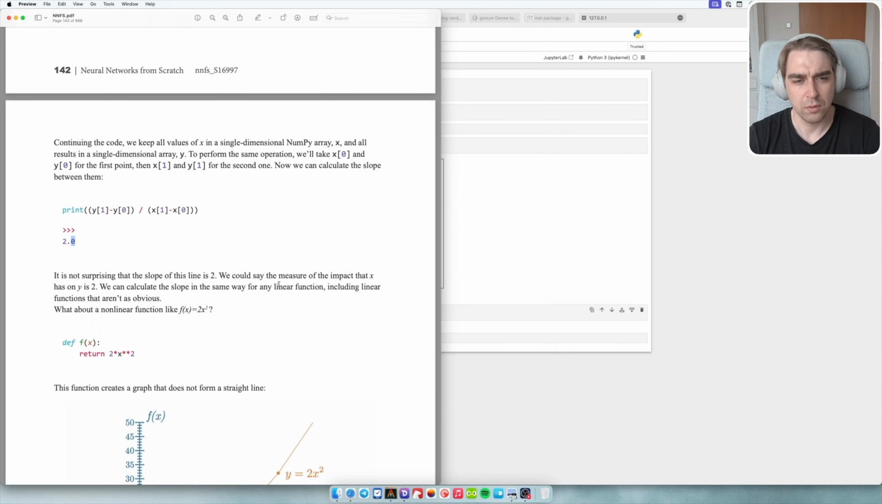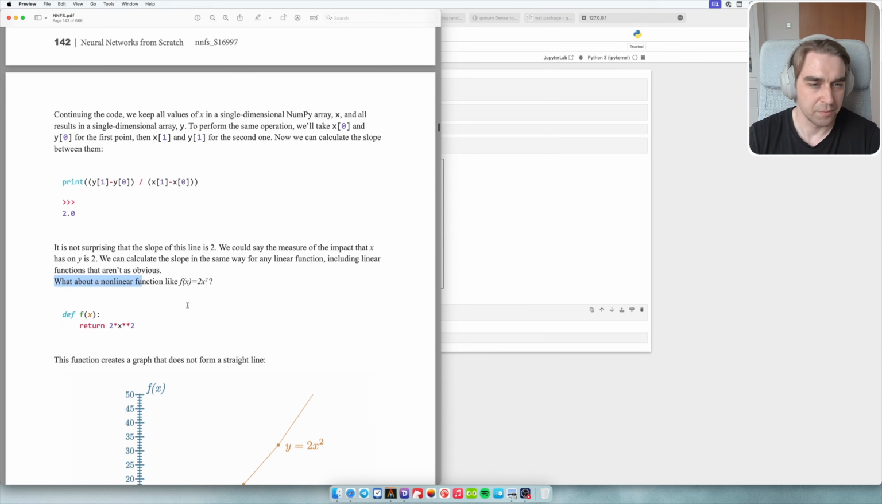We could say that's the measure of the impact that x has on y. We can calculate the slope in the same way for any linear function, including linear functions that aren't so obvious. What about a nonlinear function like 2 multiplied by x to the power of 2?